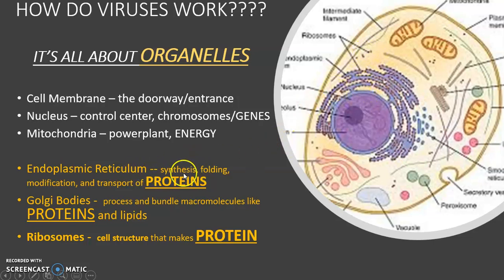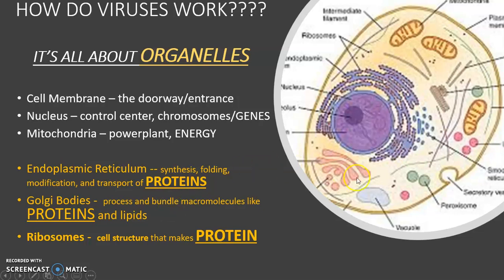But they do a lot of different things, but one thing they have in common, endoplasmic reticulum, synthesis, folding, modification, and transport of proteins, Golgi bodies, etc., proteins, ribosomes, proteins. So these guys are all important in making proteins. And remember, why is that important? Because you need to be able to make proteins if you want to make anything.